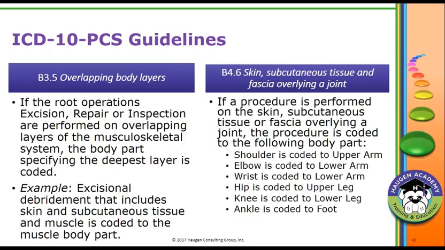A couple of guidelines that are important when it comes to debridement. The overlapping body layer guideline just says that if a procedure is performed on multiple layers in the musculoskeletal system, you only code to the deepest layer. For example, if the patient had debridement of skin, subcutaneous tissue, fascia, and muscle, you're only going to code it to the muscle. There's also a coding guideline about the skin, subcutaneous tissue, and fascia that overlies a joint and which body part that would code to.